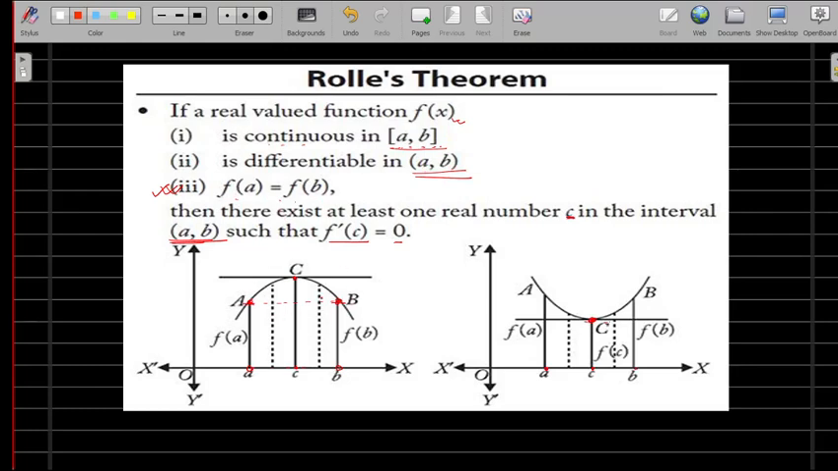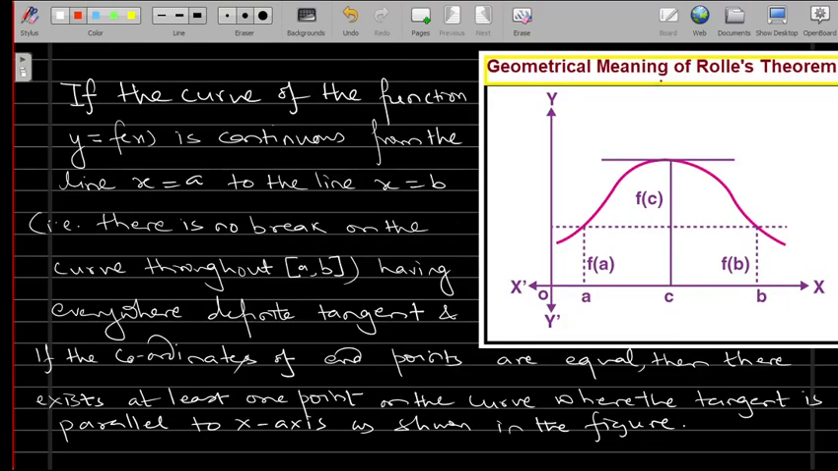If f of a equals f of b, then there exists at least one real number c in the interval (a, b) such that f dash c is 0, either in concave upward or concave downward. The nature of the curve you can see in this way. When f of a equals f of b, this is Rolle's theorem. Now we will interpret it geometrically, the geometrical meaning of Rolle's theorem.